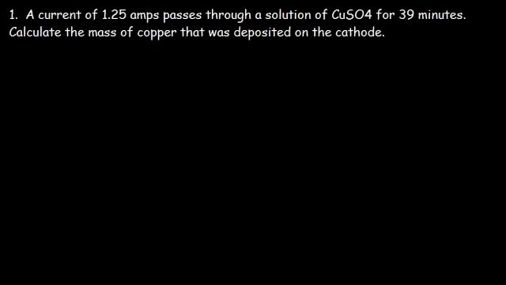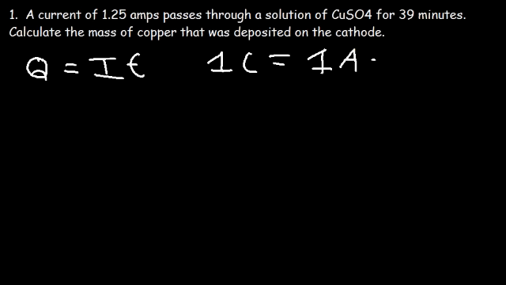So let's go over a few things. Q is equal to IT. Q represents the charge, and the charge is measured in coulombs. I represents the current, which is measured in amps, and T is the time in seconds. So what you need to know is that 1 coulomb is equal to 1 amp times 1 second. And the second thing you need to know is Faraday's constant.